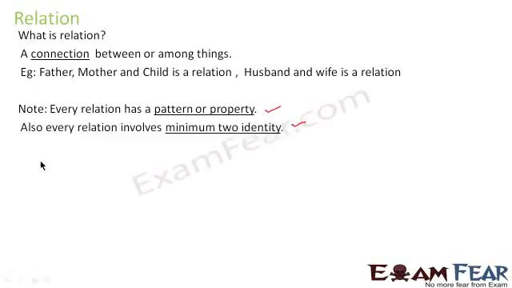Let me explain things once again. When I say father and mother, there is a relation between father and mother. If I include a child also, there is a relation between father, mother and child. There is a relation between father and child, mother and child. Similarly, when you say husband and wife, there is a relationship. We know that husband and wife behave in a different way. There is a relationship between husband and wife.